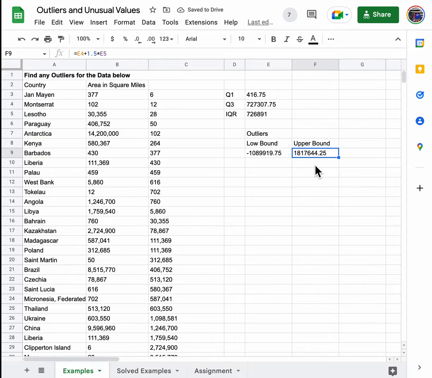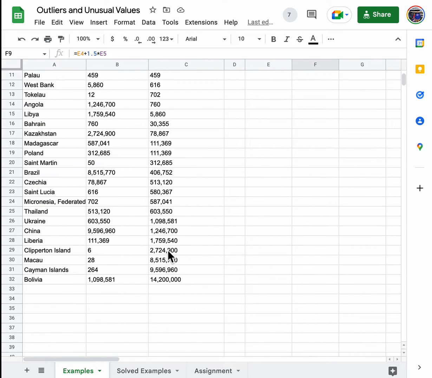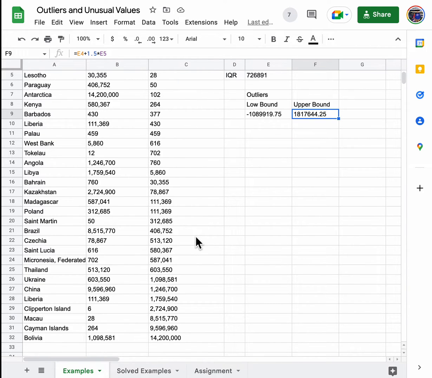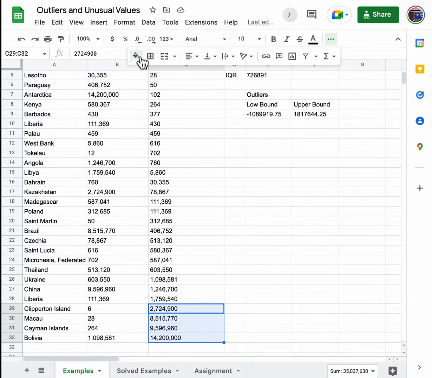So I'm looking at, and there are more advanced ways of doing this, but let's do it one step at a time here. I'm just going to go down my list. This is roughly 1.8 million. So I would be looking for any number that's bigger than roughly 1,817,000. So I'd be looking at any of these values as outliers. I'm going to go with a fill option here. Those would be my outliers.